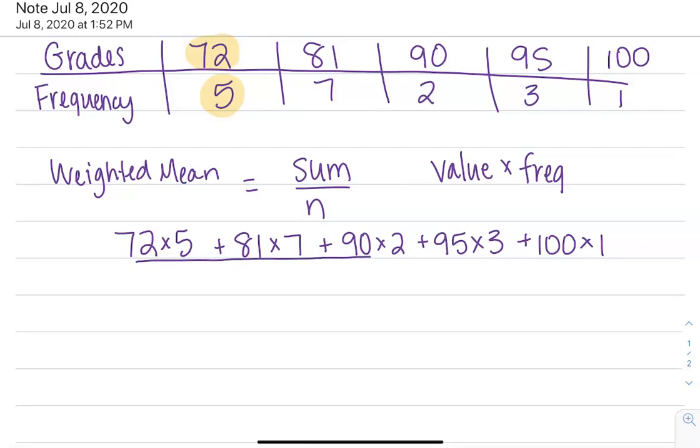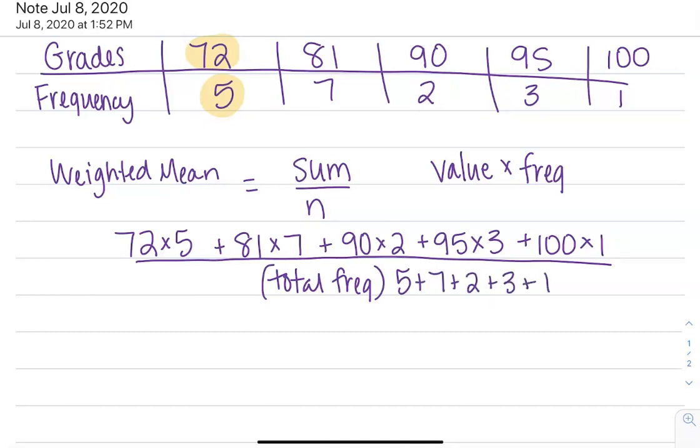And then, to calculate the sample size, you need to add the frequencies. So you're going to add the total frequency, which in this case is 5 plus 7 plus 2 plus 3 plus 1. So we do these two calculations. First I'm going to do the numerator, 72 times 5 plus 81 times 7 plus 90 times 2 plus 95 times 3 plus 100 times 1. And I get 1,492. And then for my total frequency, I add 5 plus 7 plus 2 plus 3 plus 1.